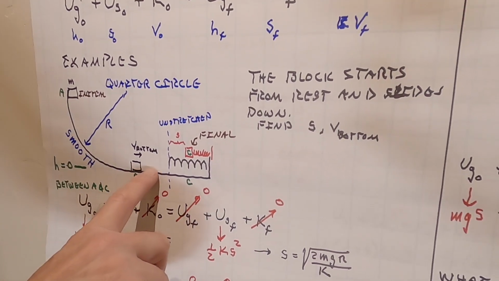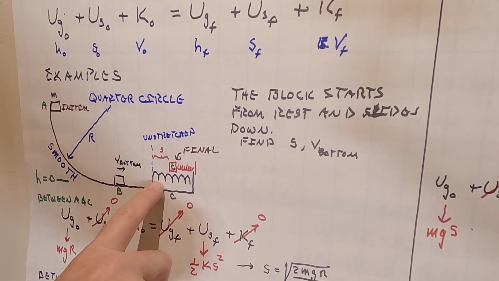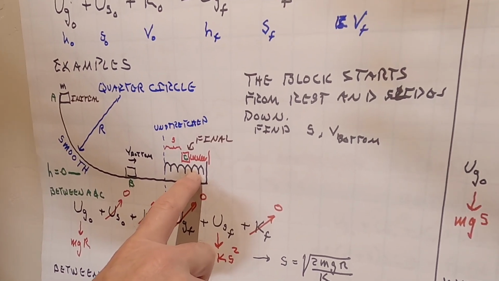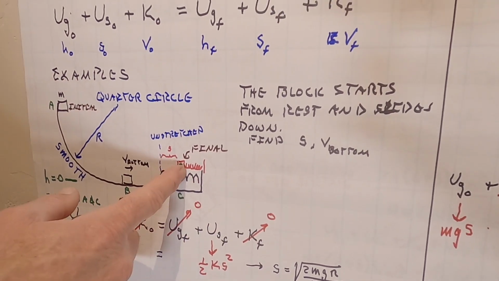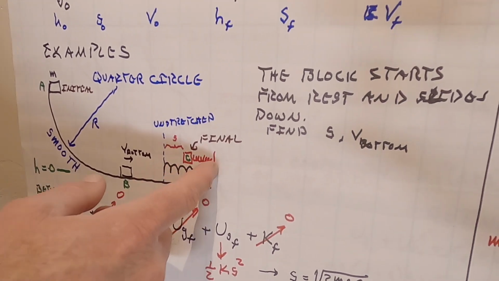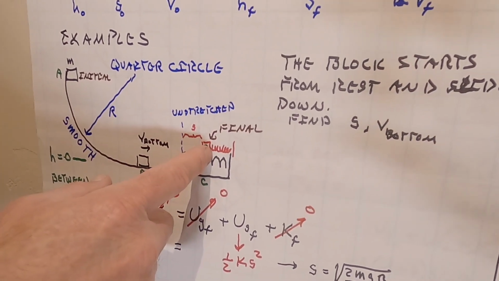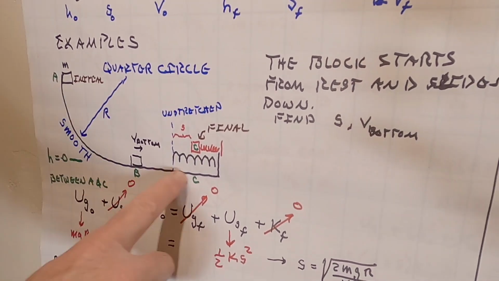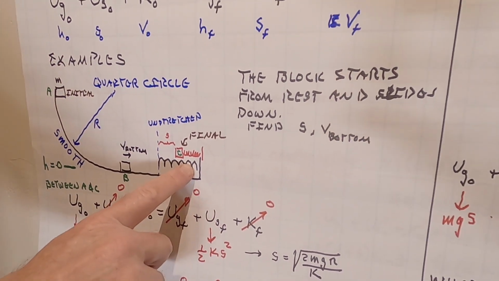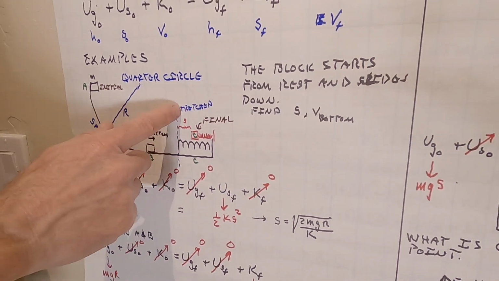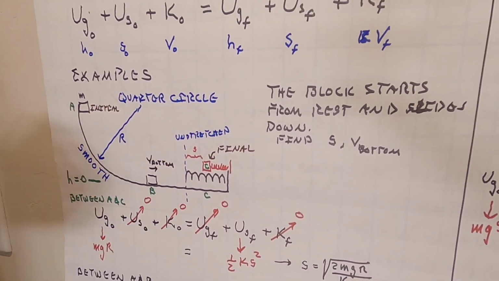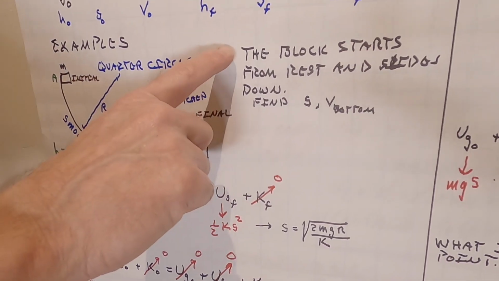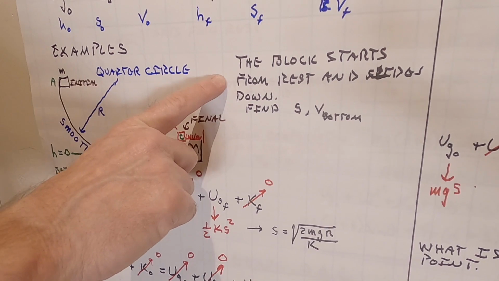Comes along here. Hits the spring. Compresses the spring a maximum distance, s, right here. You notice it has to stop, because if it didn't stop, it'd still be compressing. It stops at maximum compression, and then it'd probably shoot back, but we'll just go to that point right there. Okay, here is the unstretched point of the spring. So it compressed s from its unstretched position. So the block starts from rest and slides down.